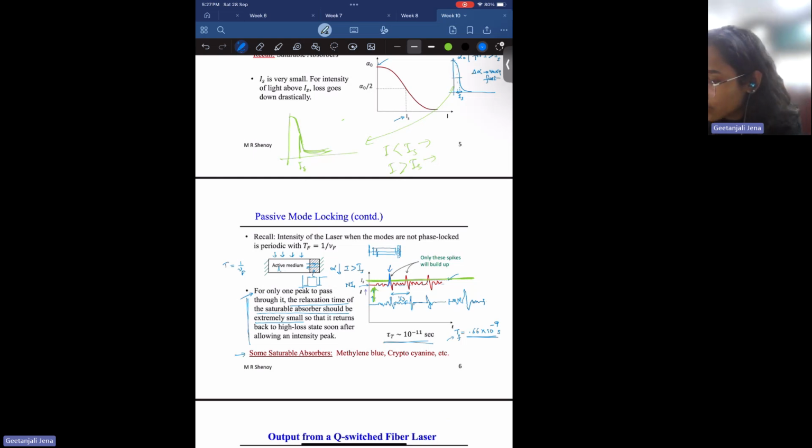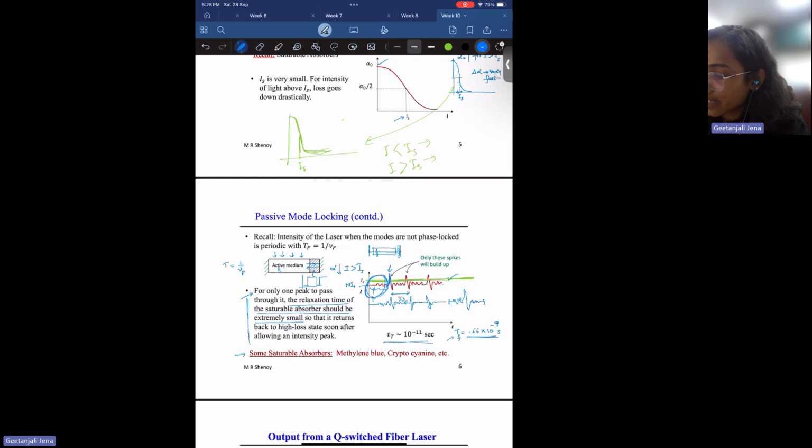But if you see the intensity that is around here, for this case the I_S level is higher than the intensity. So that means the losses in the saturable absorber will be high, and it will block this intensity. It will absorb this intensity and will not pass it to the right. So you won't see any laser output of this intensity pattern.